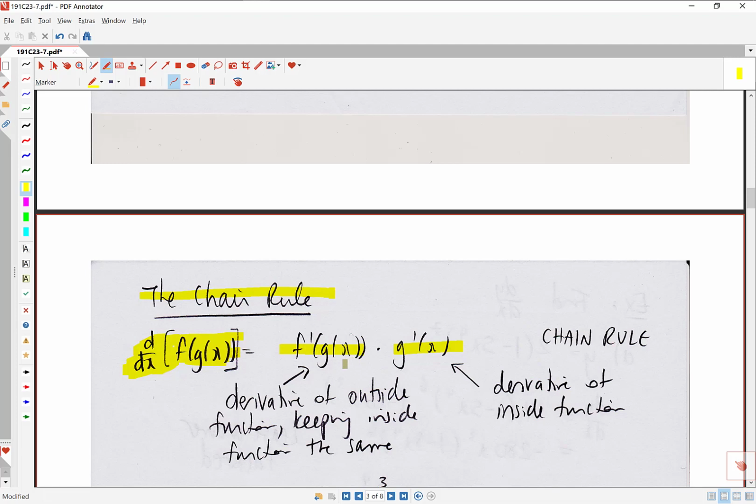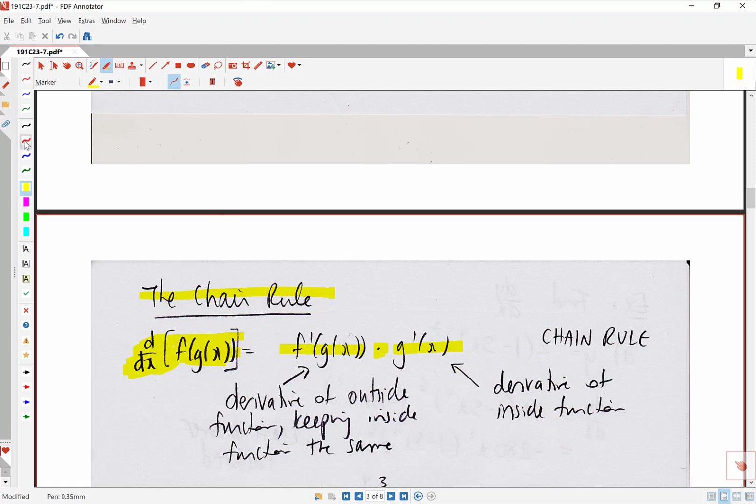And if you describe that to yourself in words, you would say that's the derivative of the outside function, f being the outside function. So it's the derivative of the outside function keeping the inside function the same. So the g of x is staying the same, but we're taking the derivative of the outside function. And then we multiply by g prime of x. So in words, you would say that's the derivative of the inside function.